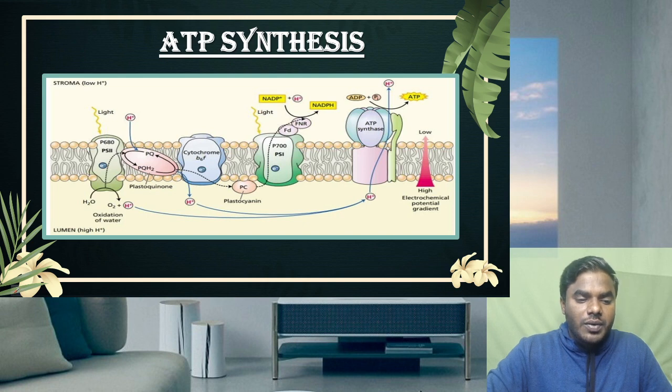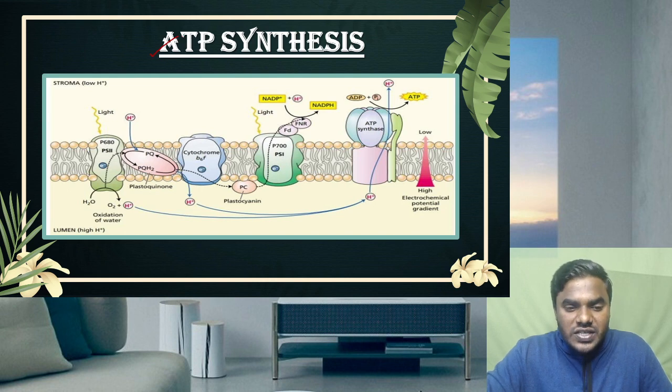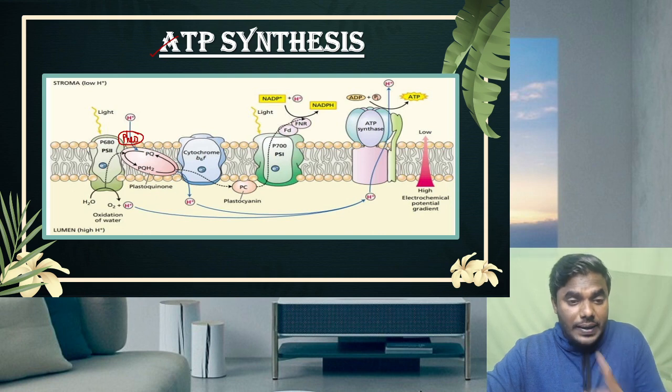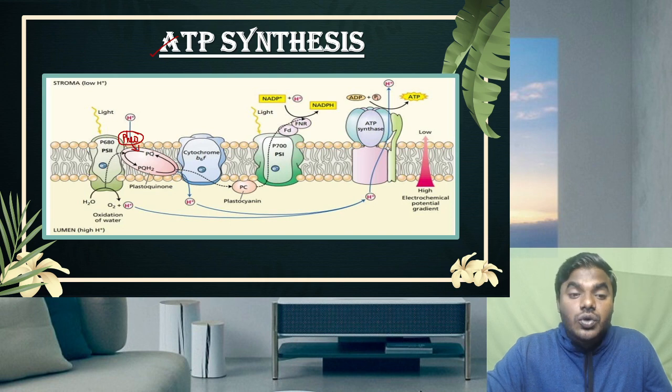Now every one of you has to remember one more point. Let me explain how we can synthesize ATP. See here, everyone: P680 sends the electron first to whom? Pheophytin. Pheophytin is the primary electron acceptor. Then from the pheophytin, who accepts the electron? Plastoquinone accepts the electron. Plastoquinone, upon accepting the electron, is reduced to PQH2.